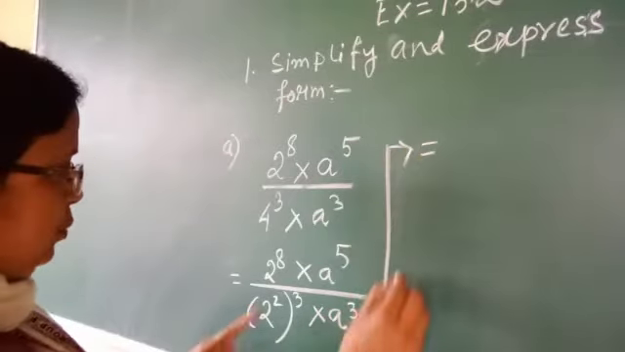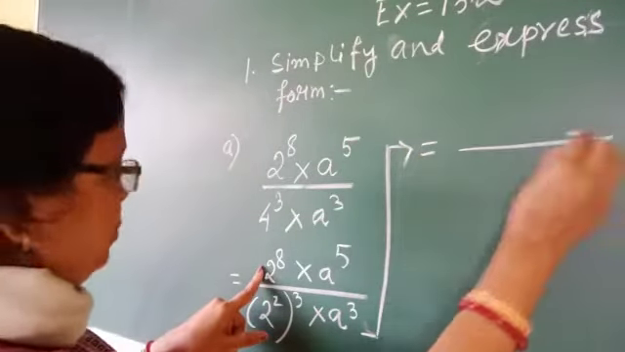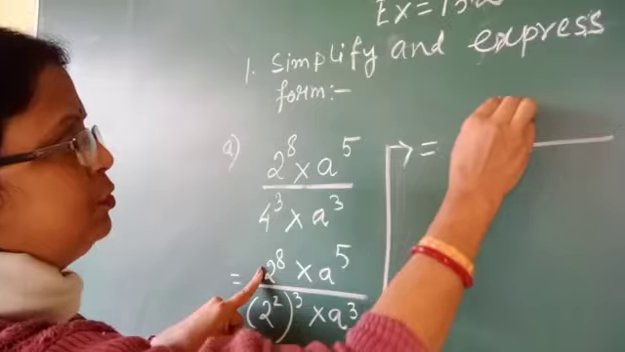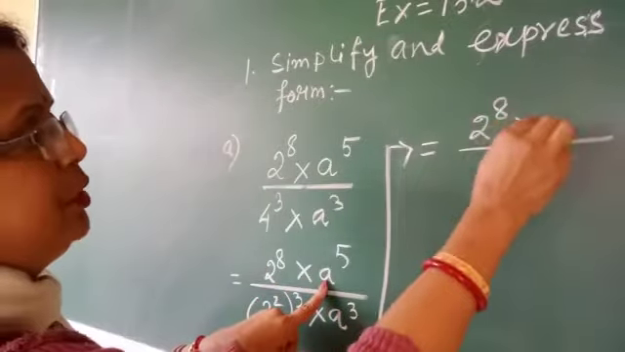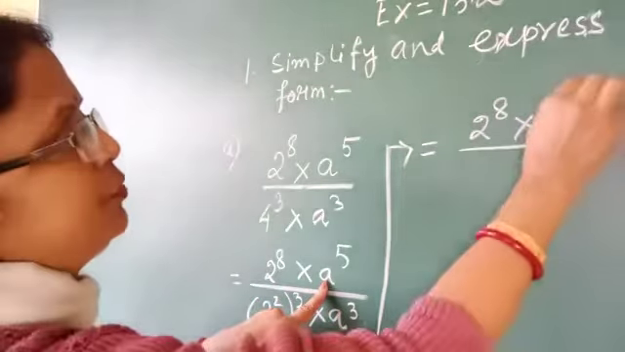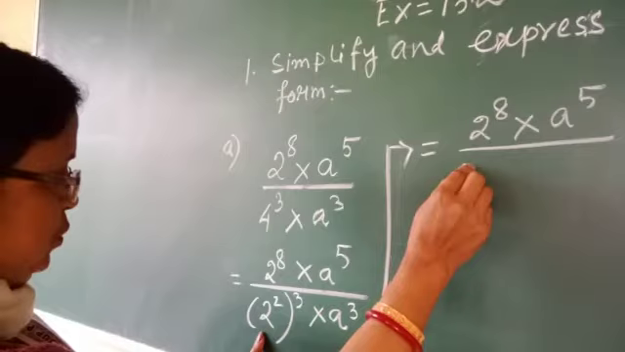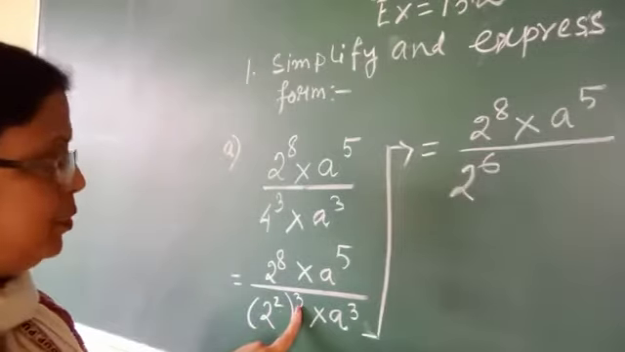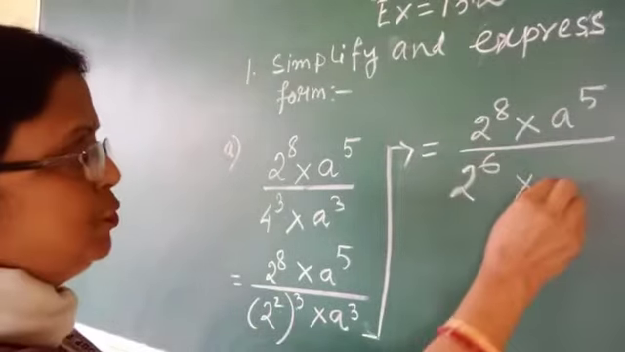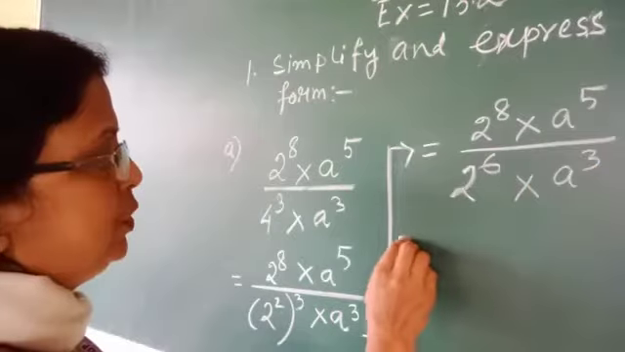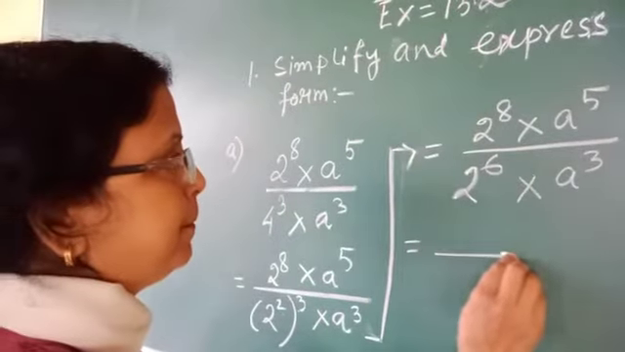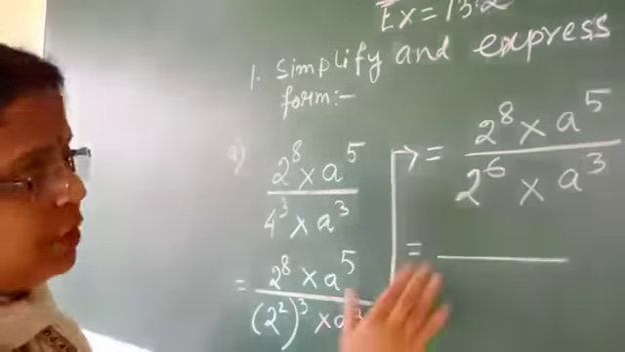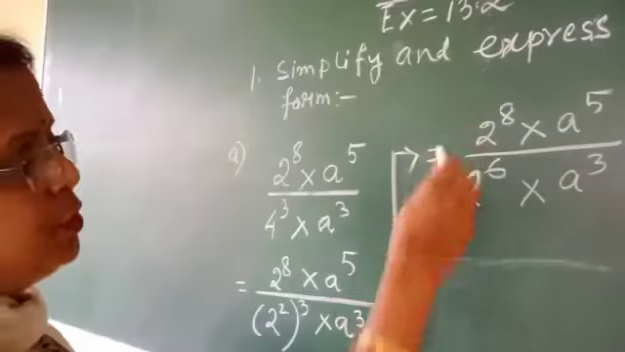Now what I get here: 2 to the power 8 and a to the power 5, as it is written here. Now 2 square to the power 3: power of power, you have to multiply, into a cube. Then what you will get? No need to write now, you can use the exponent law.